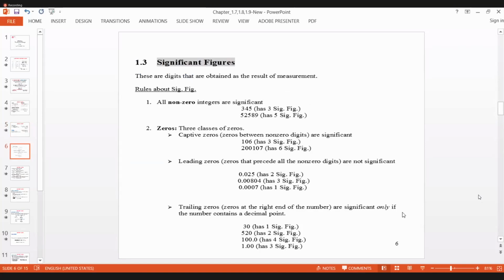Significant figures. When you do the calculation, you should know the significant figures. There are 3 types of significant figures. Number 1, all non-zero integers are significant figures. It means there is no zero. Look at here, 3, 4, 5, 5, 2, 5, 8, 9. So these all are significant, means you have to write all the figures, don't remove anything.